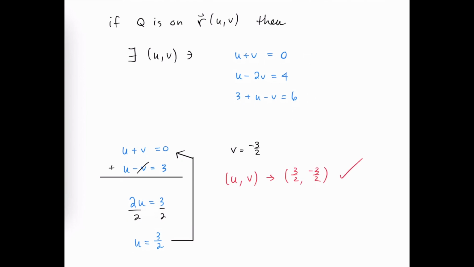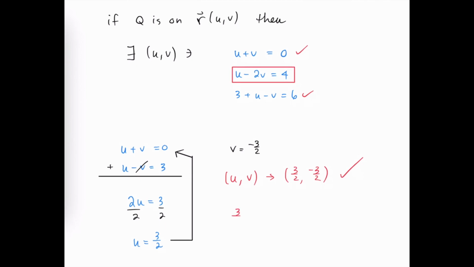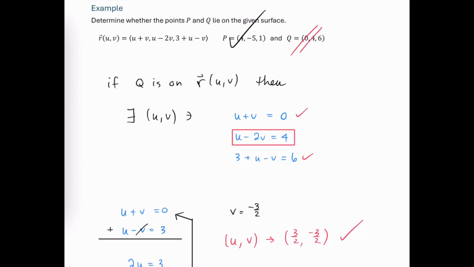So this is the domain element that satisfies the first two equations and maps them to the correct x and z coordinates. We just now need to check it in the y parametric equation to see if it goes to the right y value. So we plug in 3/2 for u and -3/2 for v, and that is not going to be 4. And since that's not equal to 4, we'll then say that the ordered triple Q is not on the surface.